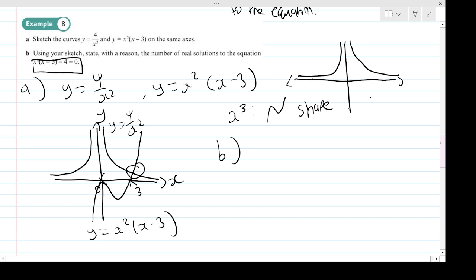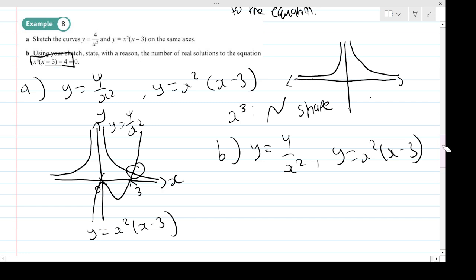I think instead, what we should do, because it says using our sketch, we're going to need to consider the intersections of the two graphs. So let's equal our two graphs and see what happens. So y is 4 over x squared, and y is x squared, x minus 3. Hopefully, if I combine them and equal them when they intersect, I can get this equation. Well, if I equal them, when they intersect each other, 4 over x squared is going to equal x squared, x minus 3.